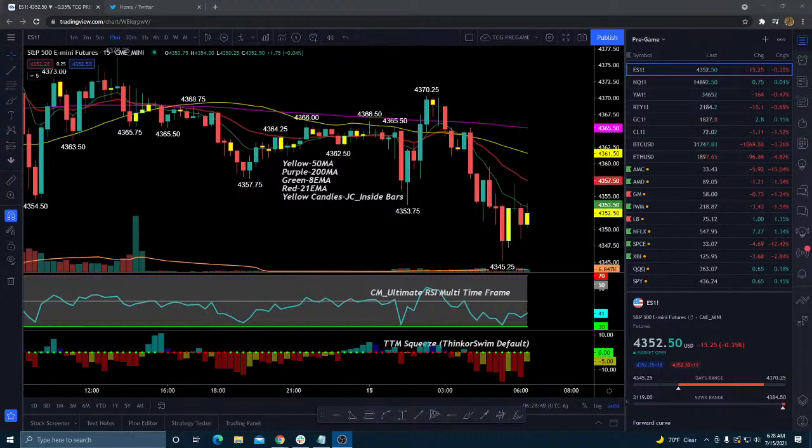The market is pulling back. Pulling back this morning, we have to be careful with our longs.